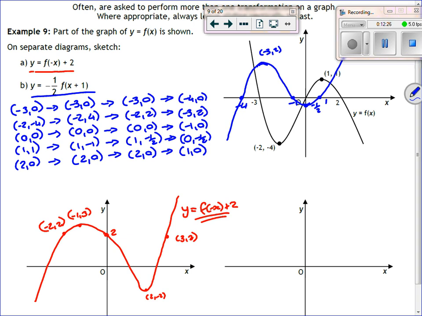So now let me just take this down to the graph below. So minus 4, 0 is here. Minus 3, 2 is here. Minus 1, 0 is here. 0, minus a half is here. And 1, 0 is here. So that is going to look something like this.